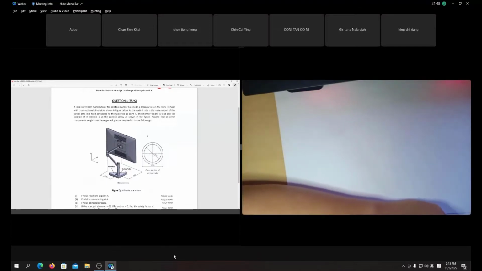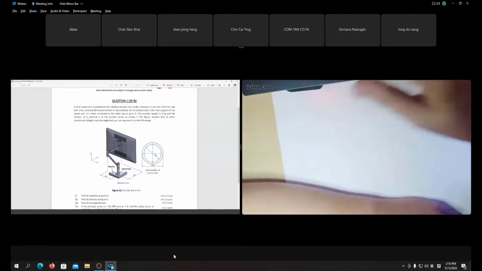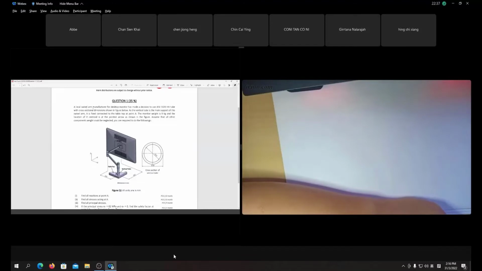Actually, it's simple. Let's say you are an engineer working in a company that fabricates a support for a monitor screen, like a desktop monitor screen. In this question, they give you a local swivel arm manufacturer, a swivel arm to support the monitor screen, and you have to make a decision. Your company manufactures this swivel arm to support the monitor screen.